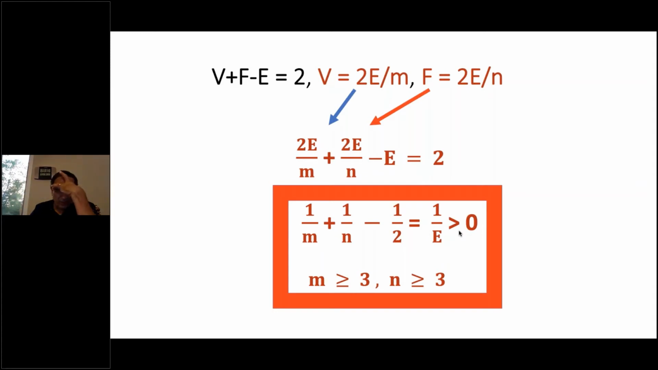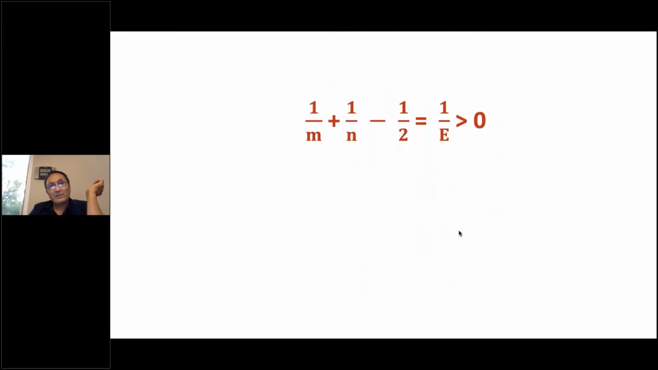Okay, so what does it mean to solve an equation like this? Because in algebra, you probably learned that when you have an equation with 3 unknowns, in this case m, n and e, you need 3 equations to solve them. What we're going to try to do is to just work with one equation and find all possible solutions of this one equation. Okay, so let me write this equation down again. Here it is. And I know that m is greater than or equal to 3, n greater than or equal to 3, e greater than 0.